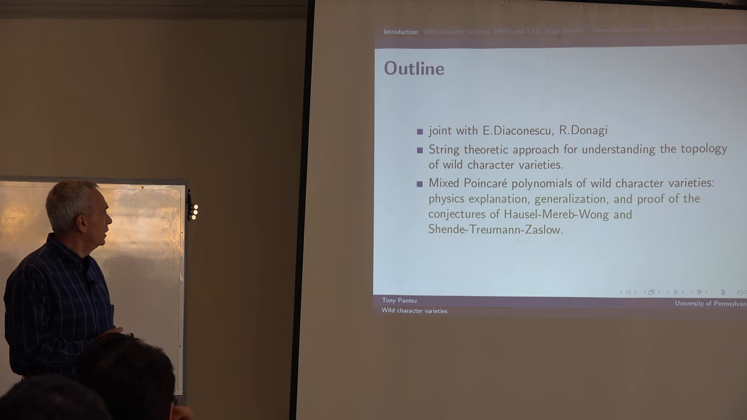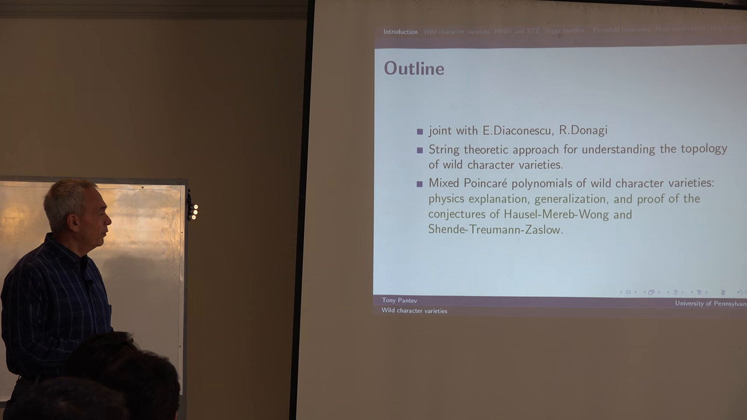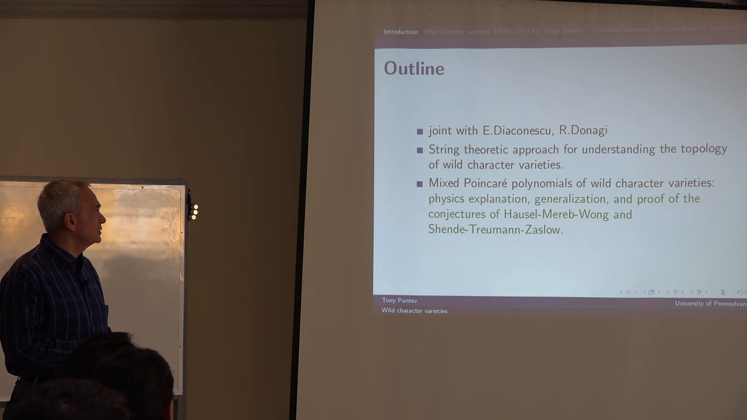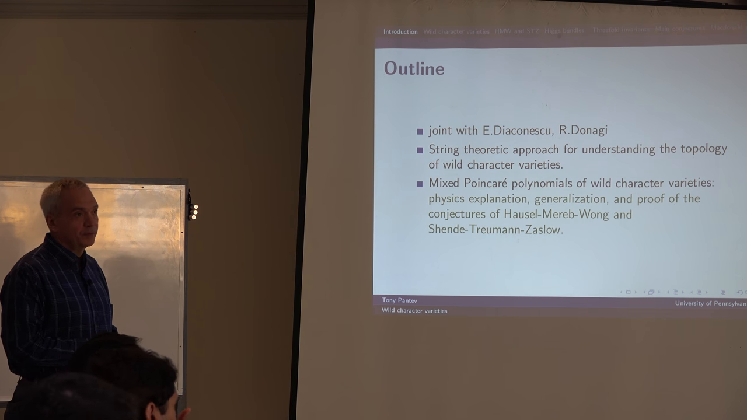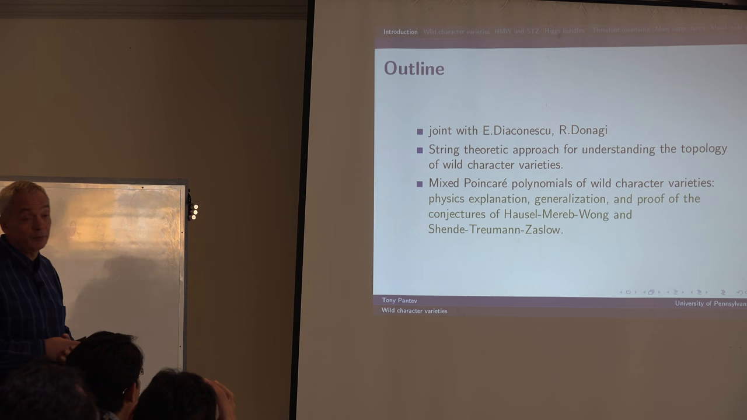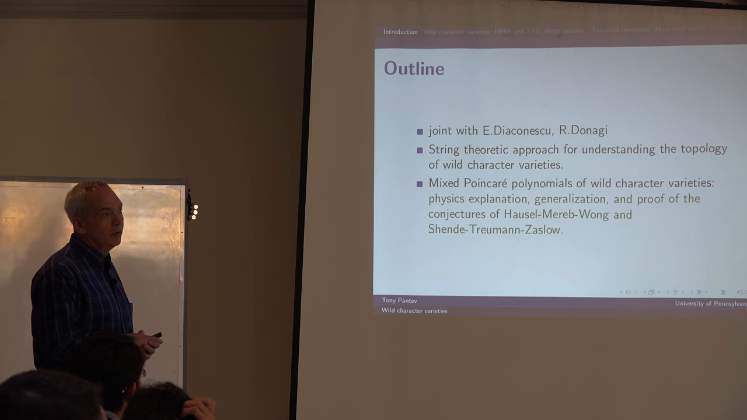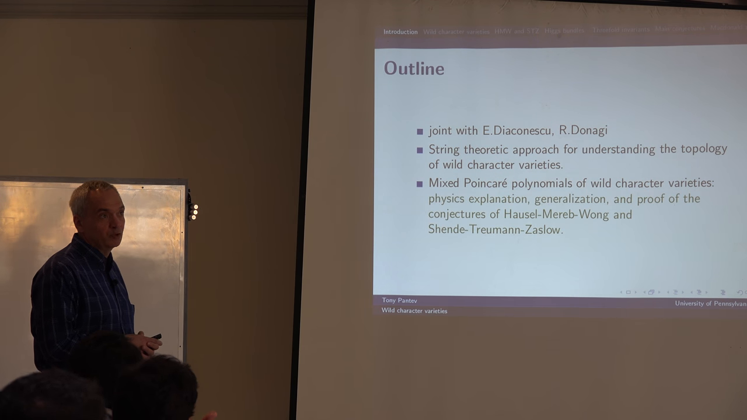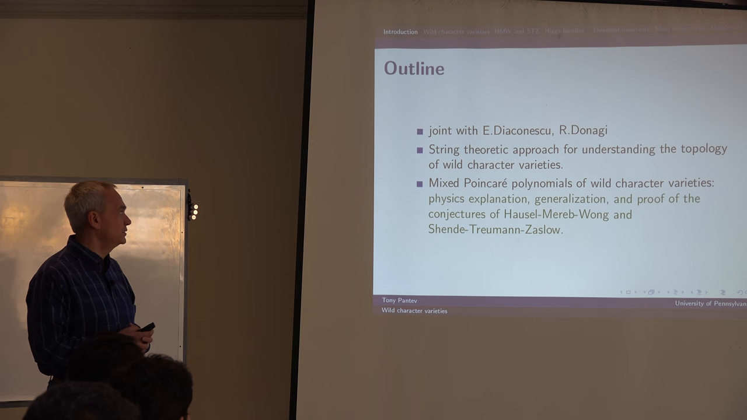Here is a brief outline. First of all, it's joint work with Emmanuel Diaconescu and Ron Donagi. And what we're doing is we are trying to find some string theoretic, some physics approach to understanding the topology of character varieties. What we're really aiming to do is to compute Poincaré polynomials, and in fact a slight refinement of the Poincaré polynomials, the mixed Poincaré polynomials of character varieties. And the goal is to actually produce a formula for those polynomials and explain how this formula arises by using some kind of physics duality.